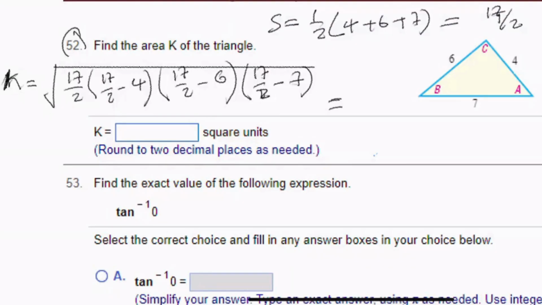If you want, you can just punch the whole thing on your calculator. You should get something like 11.98. That is to two decimal places.